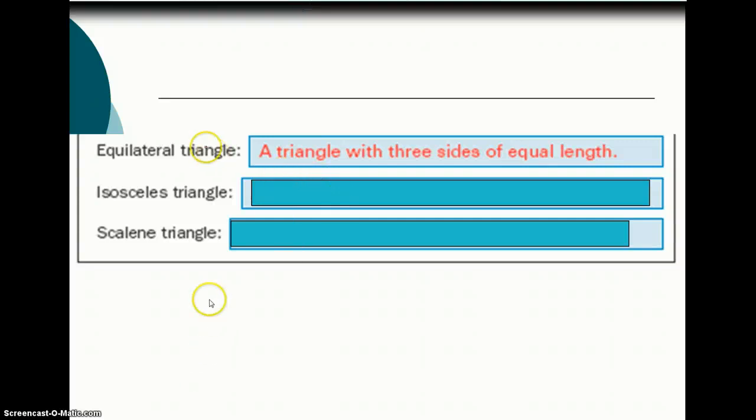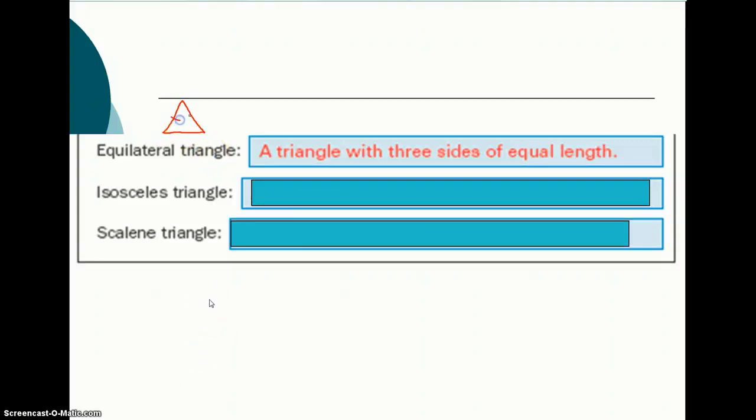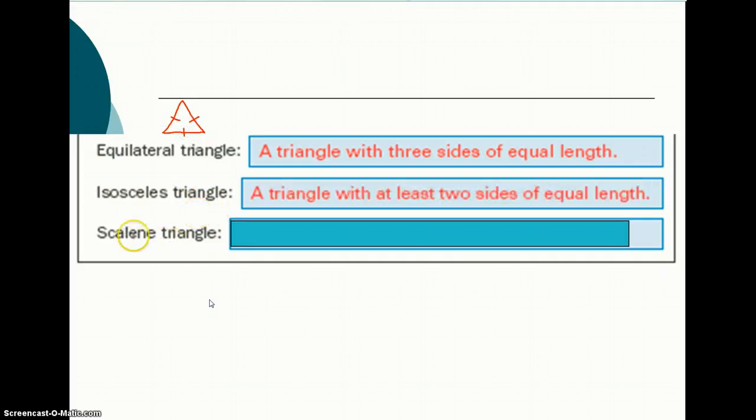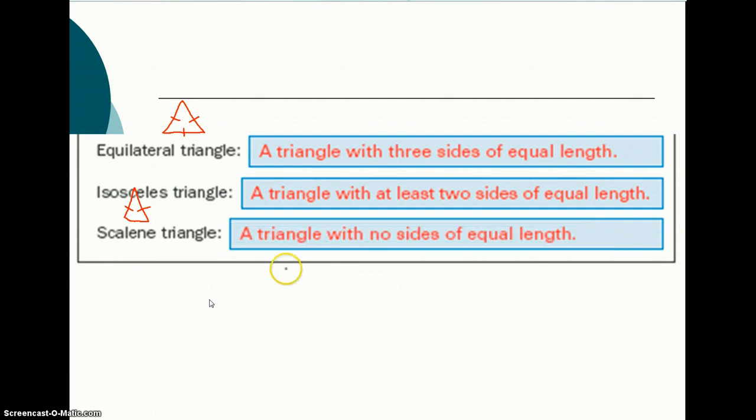An equilateral triangle has 3 sides of equal length. We use tick marks, which are these lines, to indicate equal sides. An isosceles triangle has at least 2 sides of equal length, and we have used the tick marks to represent 2 same sides. A scalene triangle has no sides of equal length, so there will be no tick marks.